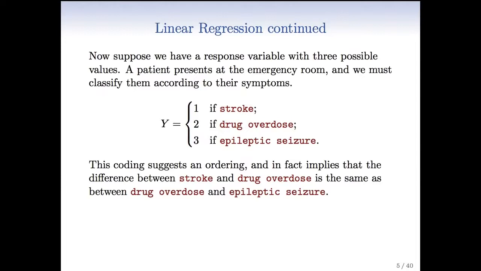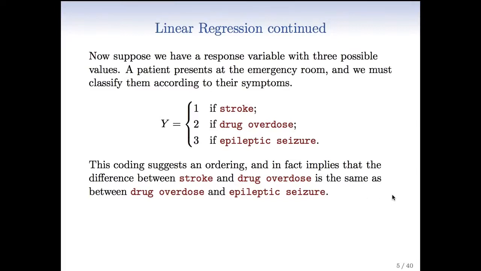So now what happens if we have a 3-category variable? Here's a variable that measures the patient's condition at an emergency room. And it takes on 3 levels. It's 1 if it's a stroke, 2 if it's a drug overdose, and 3 if it's an epileptic seizure. If we code those as, say, 1, 2, and 3, which would be an arbitrary but natural choice, this coding might suggest an ordering, when in fact there's not necessarily an ordering here at all. And it might in fact imply that the difference between stroke and drug overdose, which is 1 unit, is the same as the difference between drug overdose and epileptic seizure.